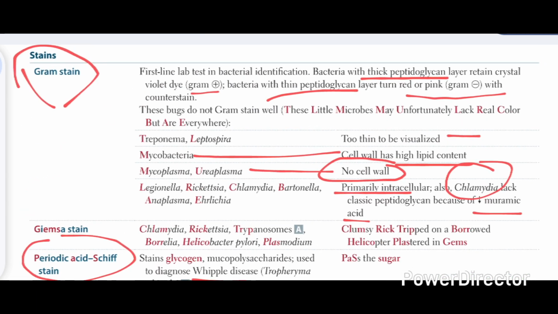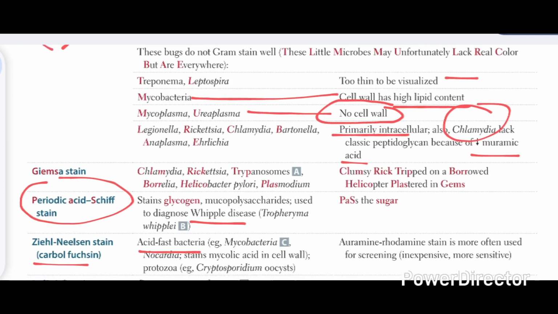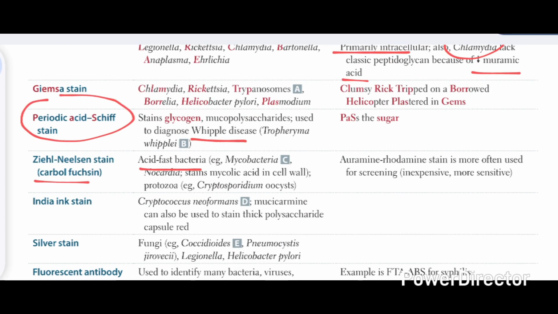So here Ziehl-Neelsen stain is an important stain which stains the mycolic acid in the cell wall that is made up of lipids, and it stains the mycobacteria. And there is another organism that is known as Nocardia. So Nocardia is also a bacterial species which contains mycolic acid in its cell wall, and it is also stained with Ziehl-Neelsen stain.